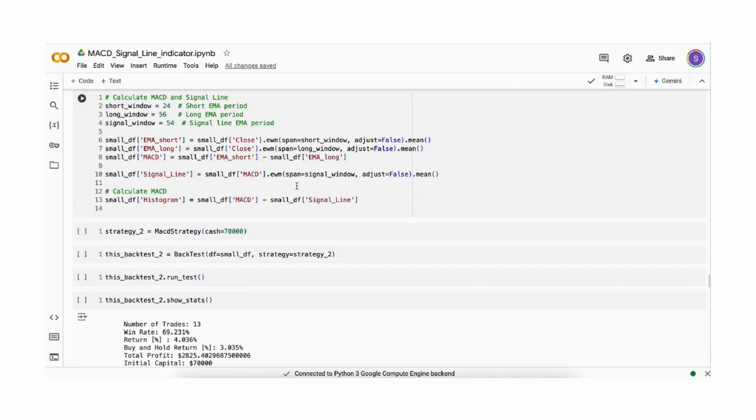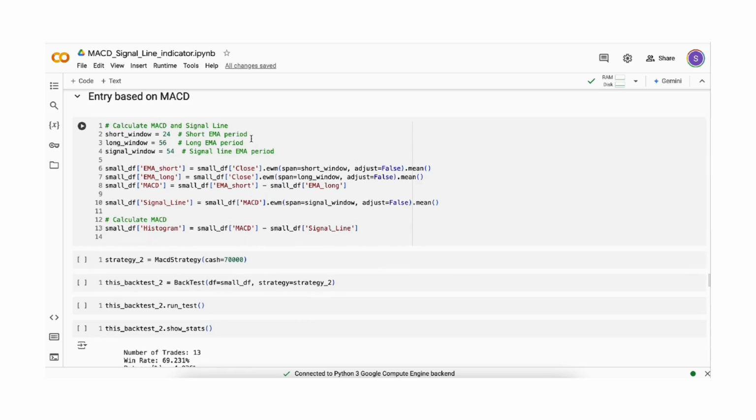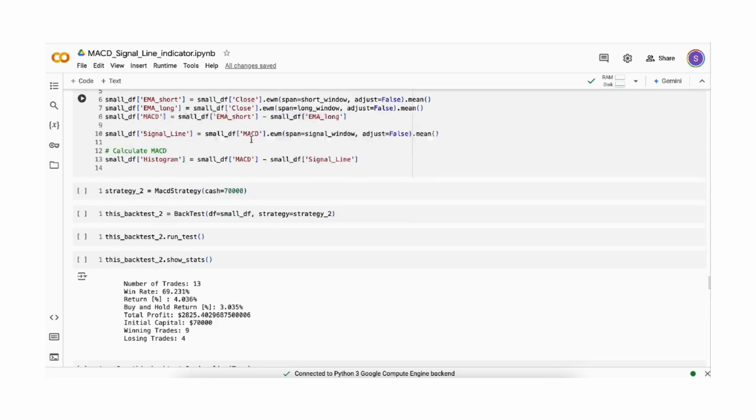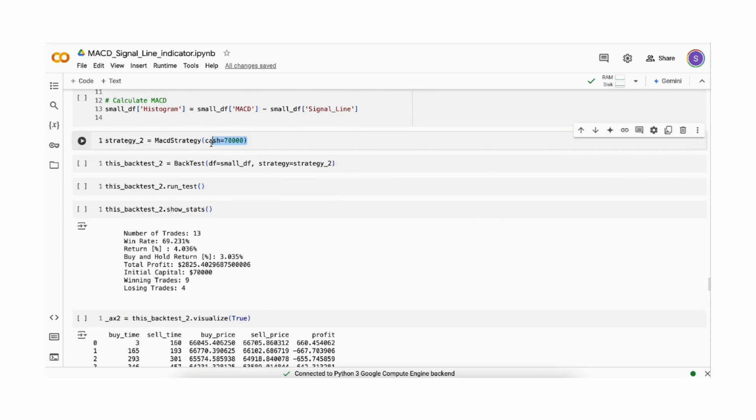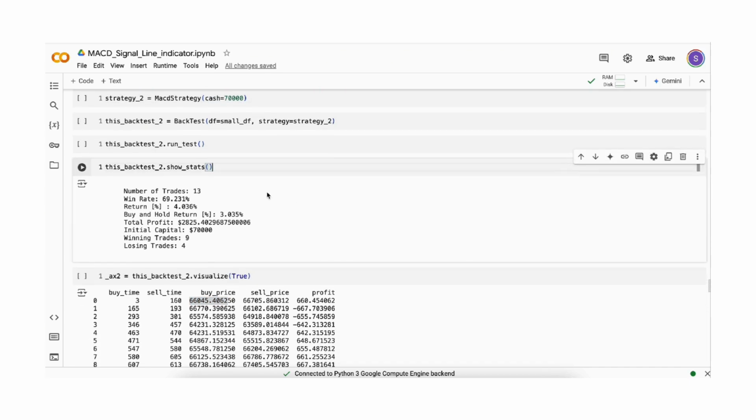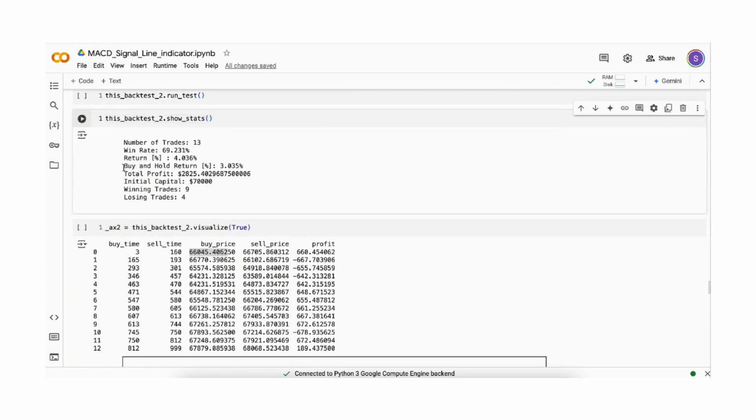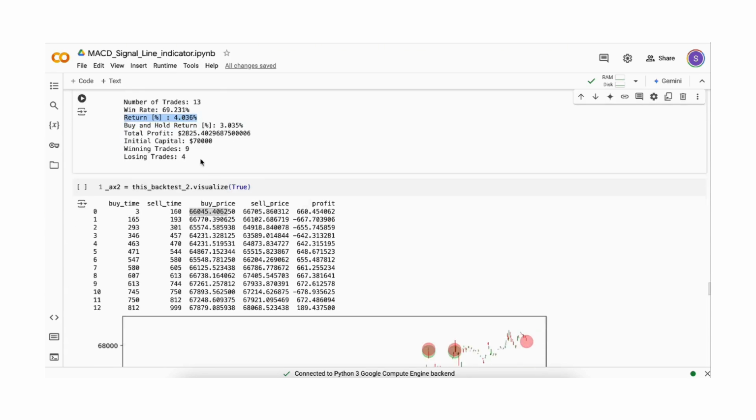So we make an entry based on the MACD. We start with a cash of 70,000, which roughly allows us to buy 1 Bitcoin at a time, when the Bitcoin price was around 66K. And then we run this strategy, and we observe that if we just bought and held in this period, we would have had a 3% return, but with the MACD strategy, we see like a 4% return.